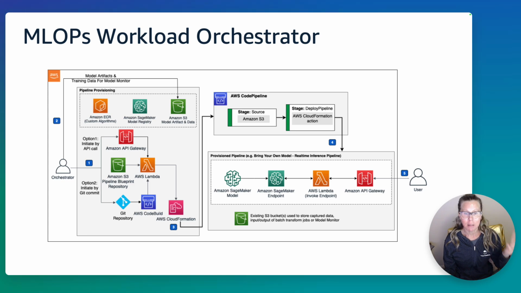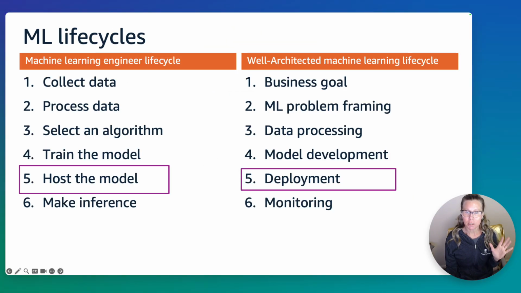And AWS has their very own MLOps workload orchestrator solution that can help you enforce architecture best practices for machine learning model production. And while we're talking about fundamentals, let's go back to our fundamental lesson that we keep coming to. At the beginning of our machine learning lifecycle and for MLOps, we have the first two steps of the machine learning engineer lifecycle, and that is to collect and process data. So this is your data preparation.